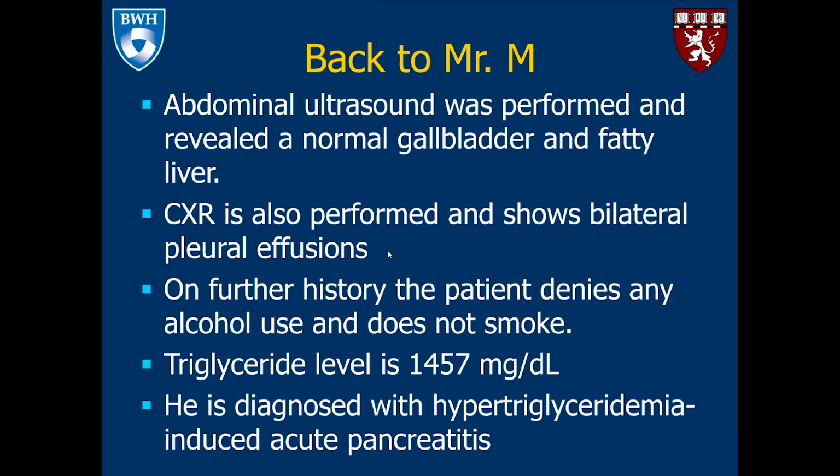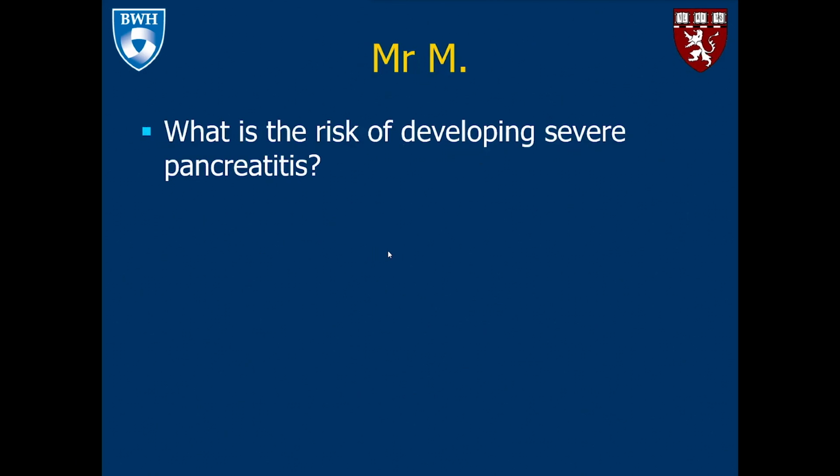His abdominal ultrasound was performed and revealed a normal gallbladder and the presence of fatty liver. He also had a chest x-ray which shows bilateral pleural effusions. And on our further history, the patient denies any alcohol use, does not smoke. His triglyceride level is measured at 1,457, and he is therefore diagnosed with hypertriglyceridemia-induced acute pancreatitis. So what is his risk of developing severe pancreatitis?